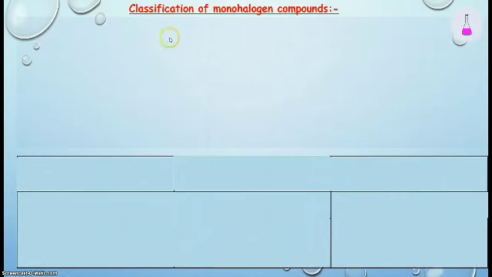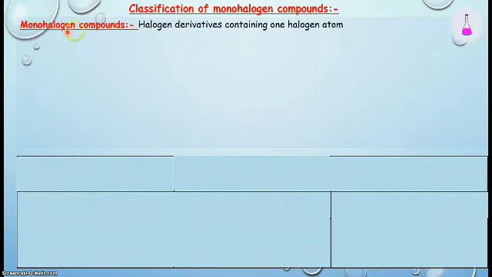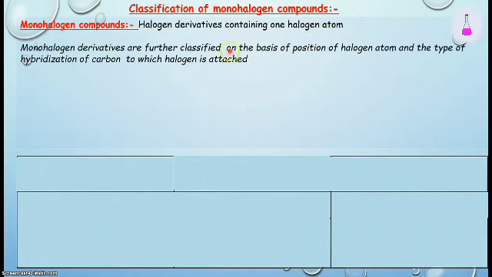Let us understand the classification of monohalogen compounds in detail. Monohalogen compounds are the halogen derivatives containing one halogen atom. Monohalogen derivatives are further classified on the basis of the position of the halogen atom and the type of hybridization of the carbon to which halogen is attached. So focus on this part: the position of the halogen atom and the type of hybridization of the carbon to which halogen is attached. That gives this classification of monohalogen compounds.